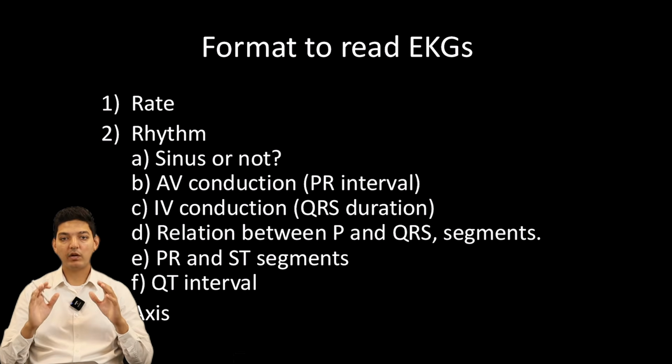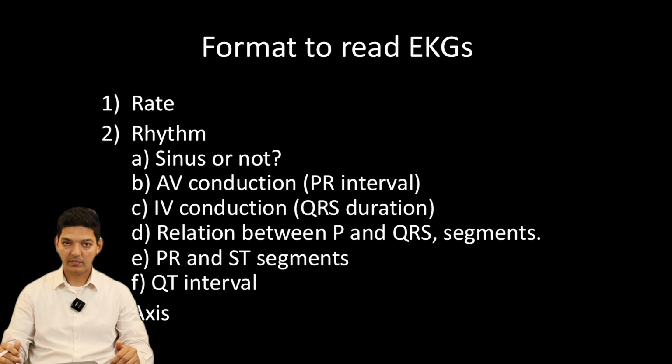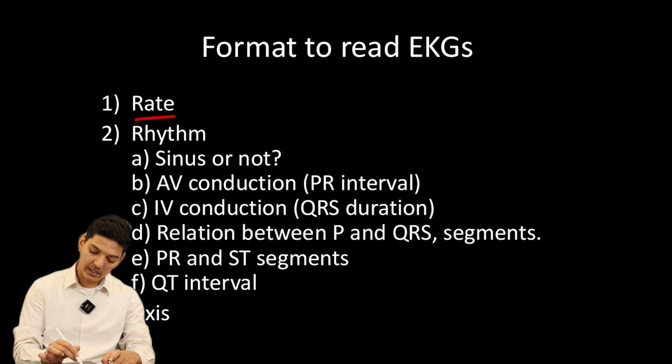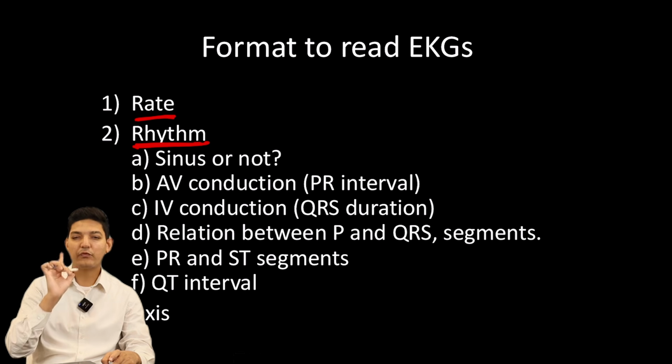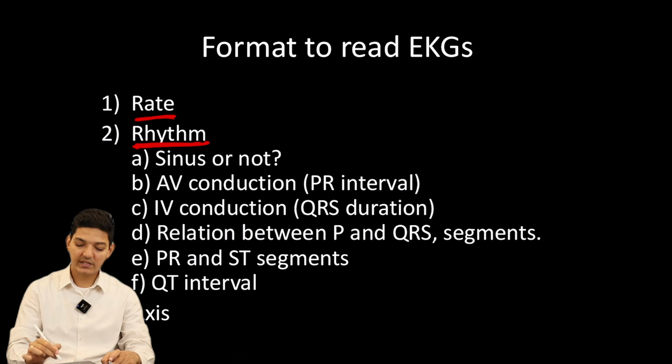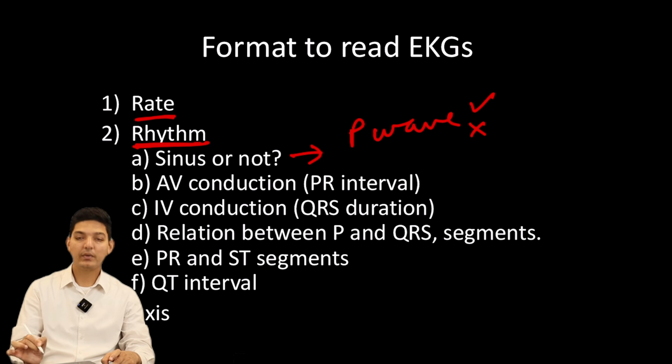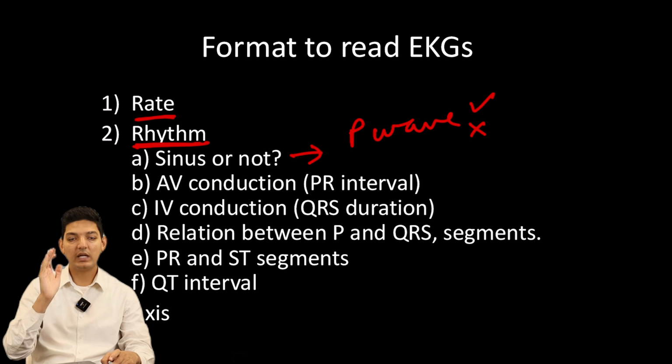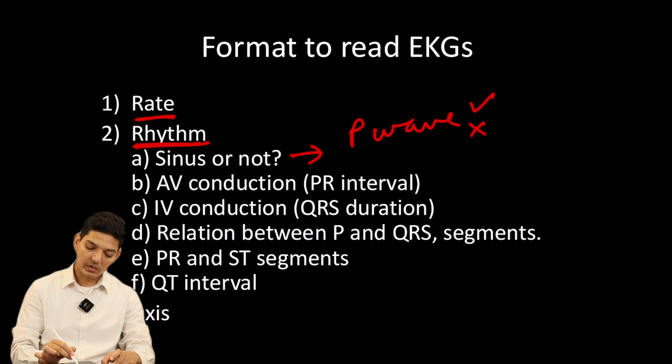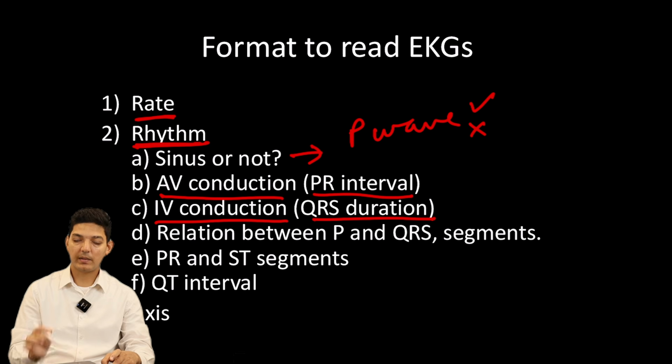So make sure you develop a habit of going through this format and do not jump directly to determine what the rhythm is. So the format to read EKGs is rate, then comes rhythm. The first and most important question, is it sinus rhythm or not? Which means, is there a P wave or not? If you find the P wave, it will give you 80% of the answer for the EKG. Then you determine AV conduction, or what we call the PR interval, IV conduction or QRS duration, relation between P and QRS.